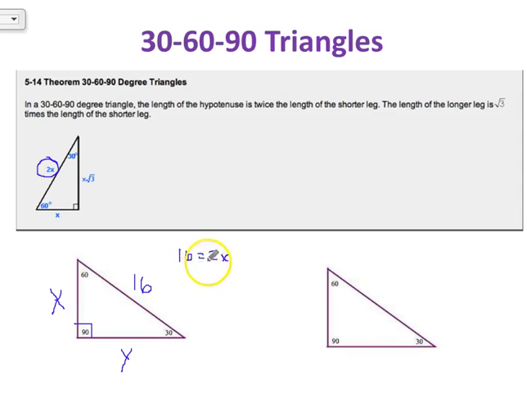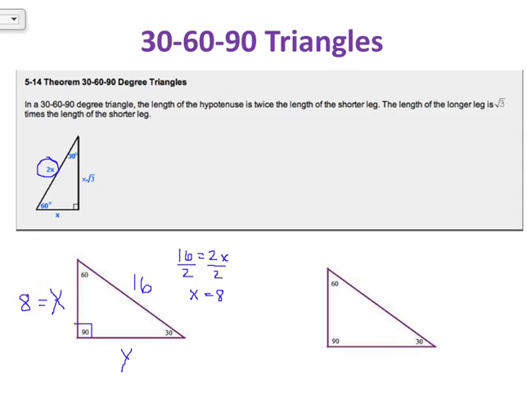So let's go ahead now and solve for x. We're going to do that by dividing each side by 2, and we get x equals 8. So that means if x equals 8, the length of x would have to be 8. Remember here, the length between 60 and 90 is going to be plain old x. So this length between 60 and 90 is going to be 8. So we got that solved.